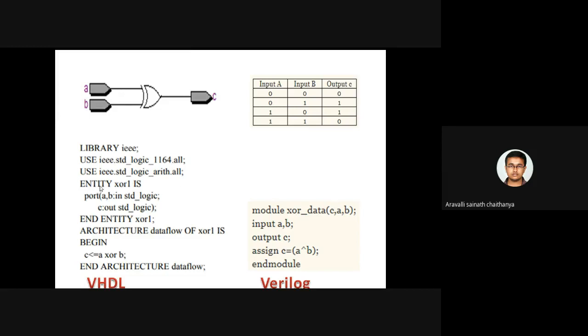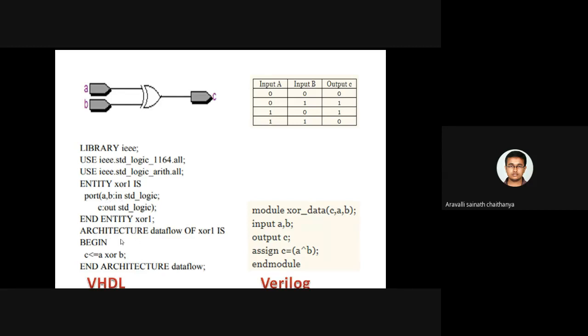So entity, that means it is a module, just like a module. What is the module name? XOR1. Then port, that means defining the ports. The ports are A comma B, which are input standard logic, and C is the output standard logic port. And end entity. That means I completed the module's inputs and outputs.